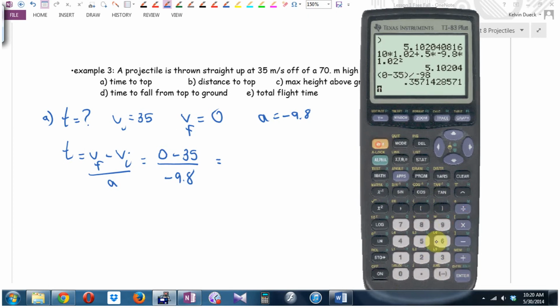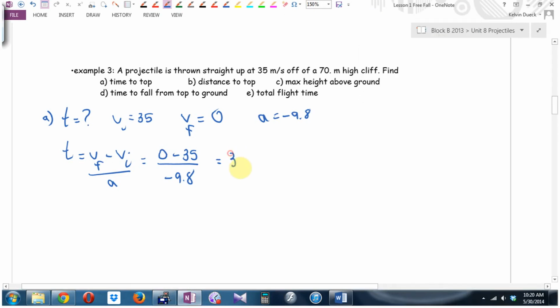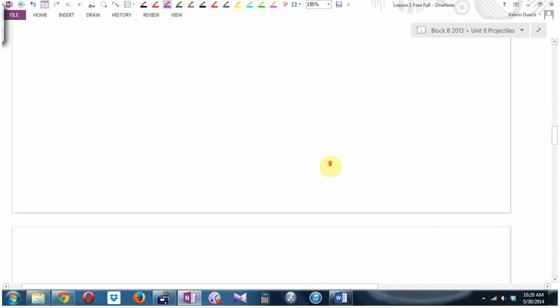Oh, that's wrong. I missed a decimal, didn't I? Do you get 3.57142857? I'll go 3.57. 3.6 would be the 2 sig figs and technically correct. But you know what? I'll write 3.57 and then I'll write 3.6. 3.57 to 2 sig figs, Brad. 3.6 seconds. Give a whole page for this? Yeah, good.